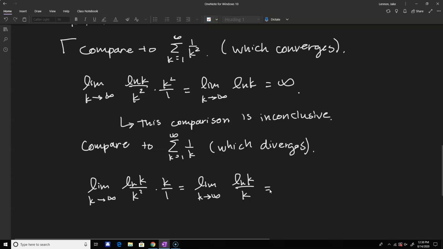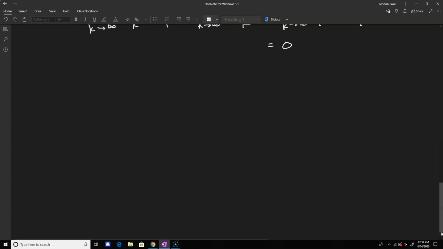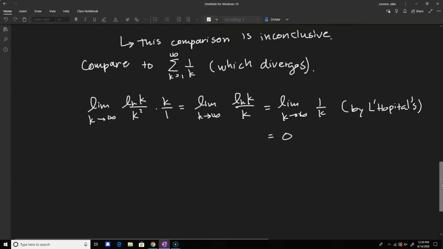If you take the derivative of the top and the bottom, they're currently both going to infinity. This is 1 over k by L'Hopital's, which is equal to 0. Well, it turns out this is also going to be inconclusive because our series diverges, it doesn't converge. So this does not give us a notion about whether or not this natural log of k over k squared converges. So this comparison is also inconclusive.